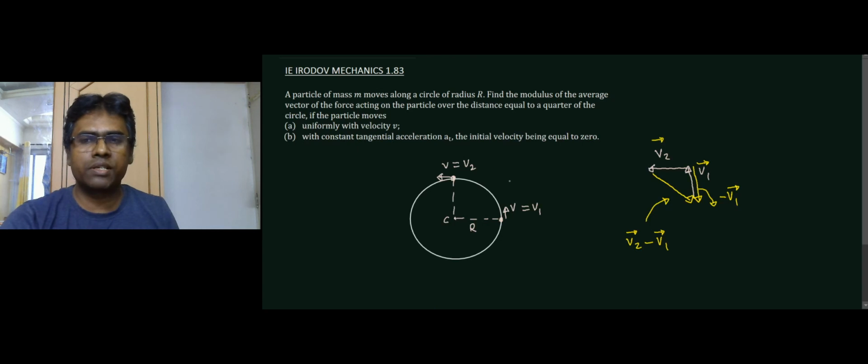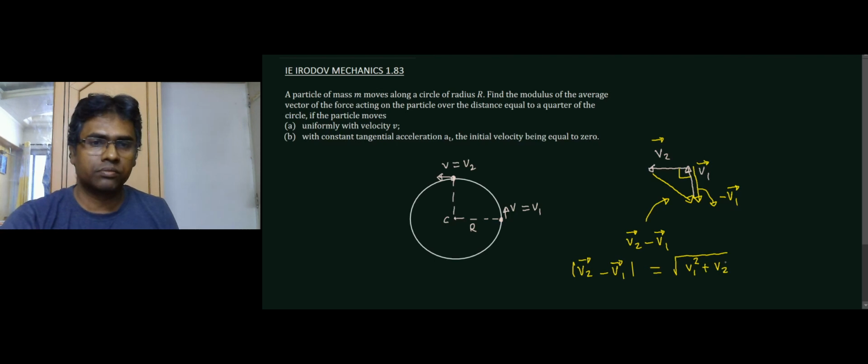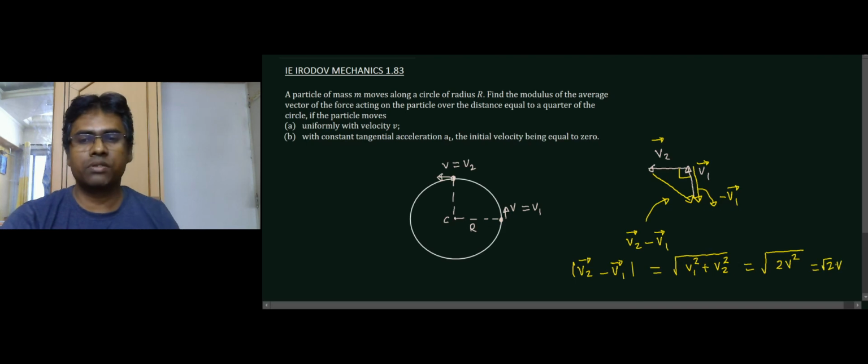We are only interested in the magnitude here, but it is a good idea to know the direction as well. This angle is 90 degrees, and the magnitude of each velocity vector is the same, equal to v. So the magnitude of the change in velocity vector, applying Pythagoras theorem, is the square root of v1 squared plus v2 squared, which is v squared plus v squared, that is 2v squared. We can say this is root 2 v. So we have the change in velocity.